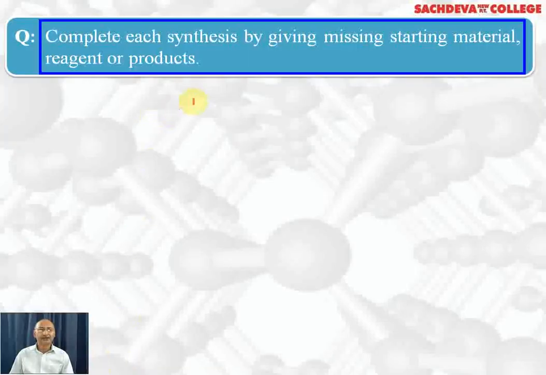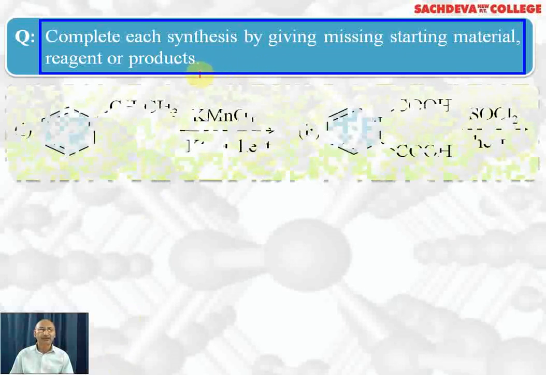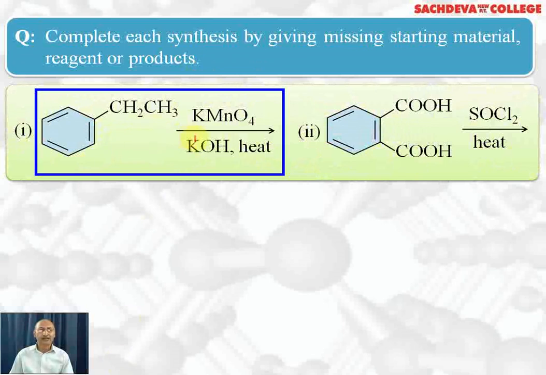Let's take up the next question. Complete each synthesis by giving missing starting material, reagent or product. First one, ethyl benzene is reacting with KMnO4, alkaline KMnO4 on heating. This carbon will change to carboxylic acid, this carbon will change to CO2 and water.